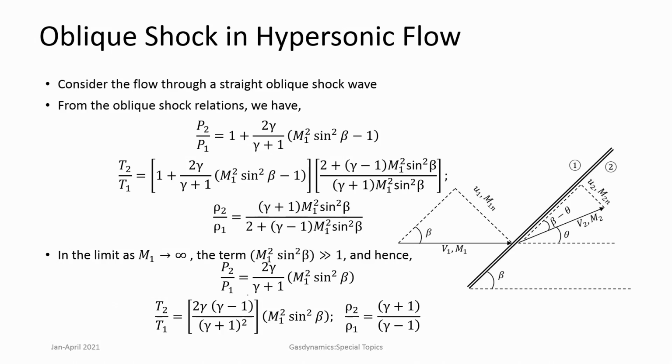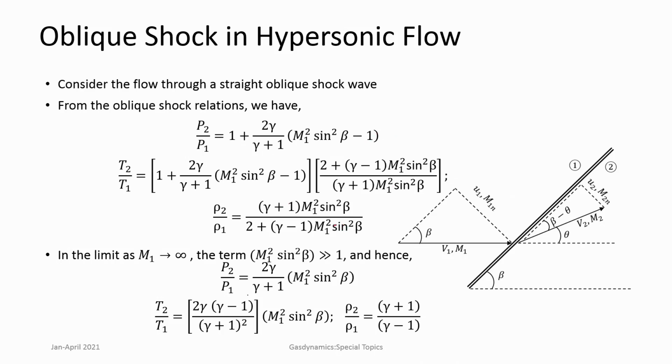To get an understanding of this, let us just take the oblique shock in hypersonic flow. We know the oblique shock relations. So, you have the incoming flow and the shock turns the flow towards itself, and it turns by an angle theta, creating a shock of angle beta, and this is something we have discussed in great detail. And if you look at the oblique shock relations, P2 by P1 is 1 plus 2 gamma by gamma plus 1 times M1 squared sin squared beta minus 1. Similarly, you have T2 by T1 and rho 2 by rho 1.